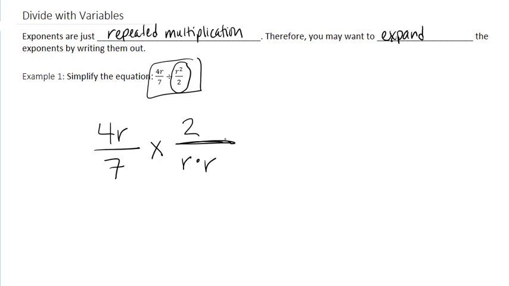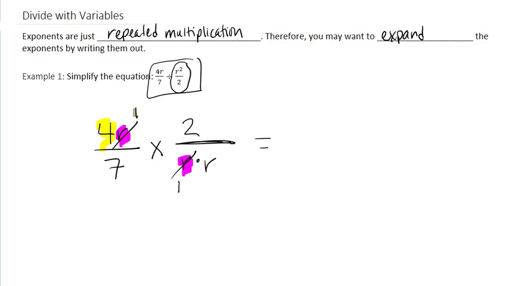Now the next step will be we can divide out common factors. So here we have a common factor here and a common factor here. And that's all we have. So we can go ahead and cross it out, make it a 1, cross this out and make it a 1. And so now we can go ahead and multiply.